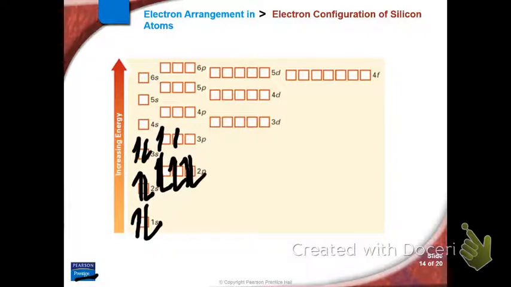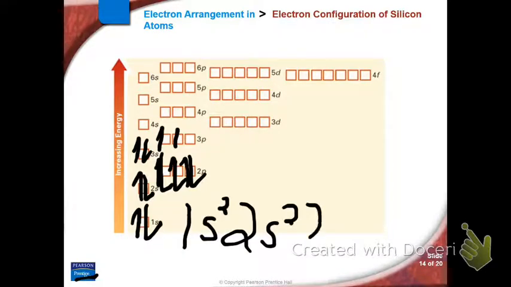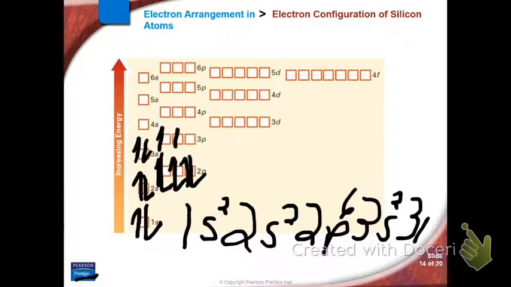Okay, so now let's write our electron configuration. 1s2, 2s2, 2p6, 3s2, 3p2. Double check. Does it add up to 14? Sure enough.